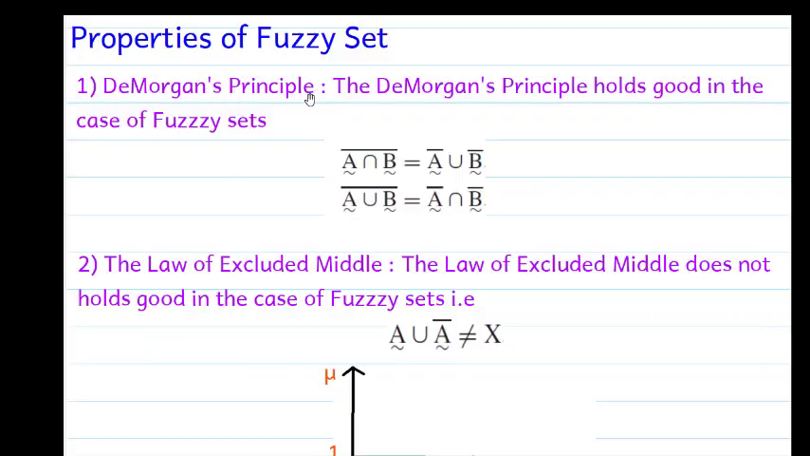Then some of the properties of fuzzy sets. The very first is De Morgan's principle. De Morgan's principle holds good for fuzzy sets also. So the complement of A intersection B is A bar union B bar. Then the complement of A union B is A bar intersection B bar.